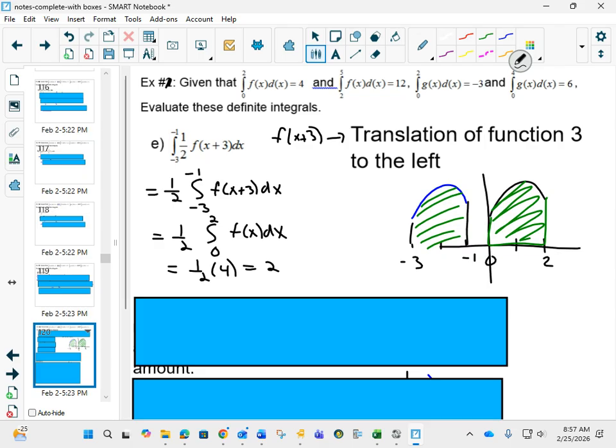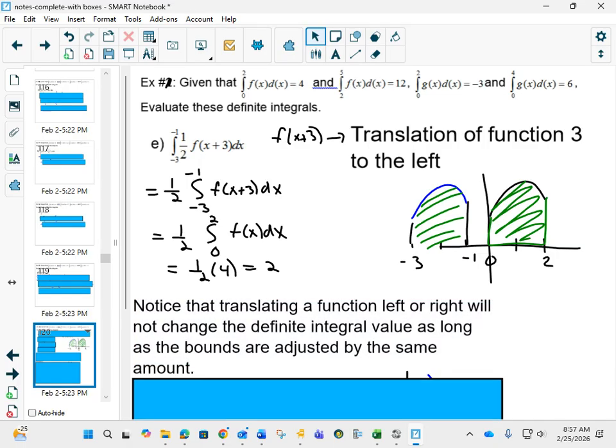So what we're doing here is we're saying, since this was a translation 3 to the left, I can get rid of this f of x plus 3 by moving it back 3 to the right. That's just going to give me f of x. That's going to add 3 to both of those, giving me 0, 2. That was on my list, and it's going to be 2.